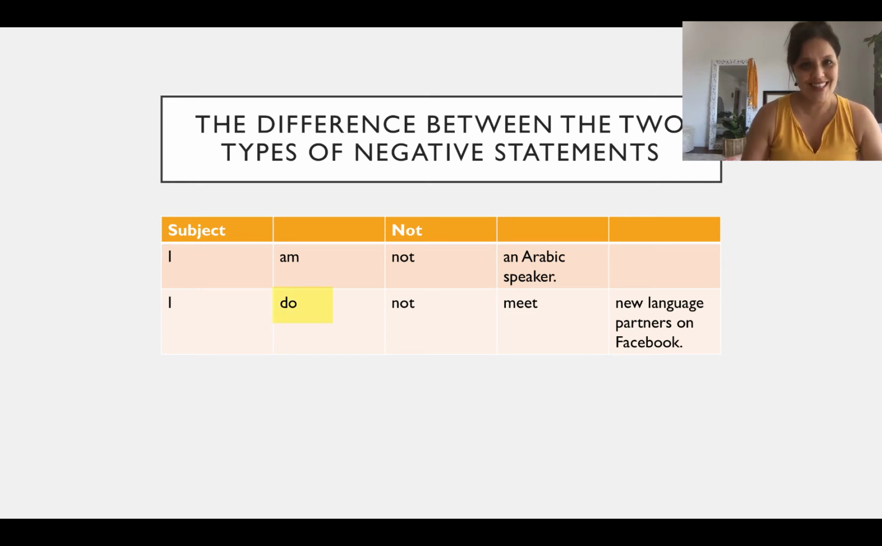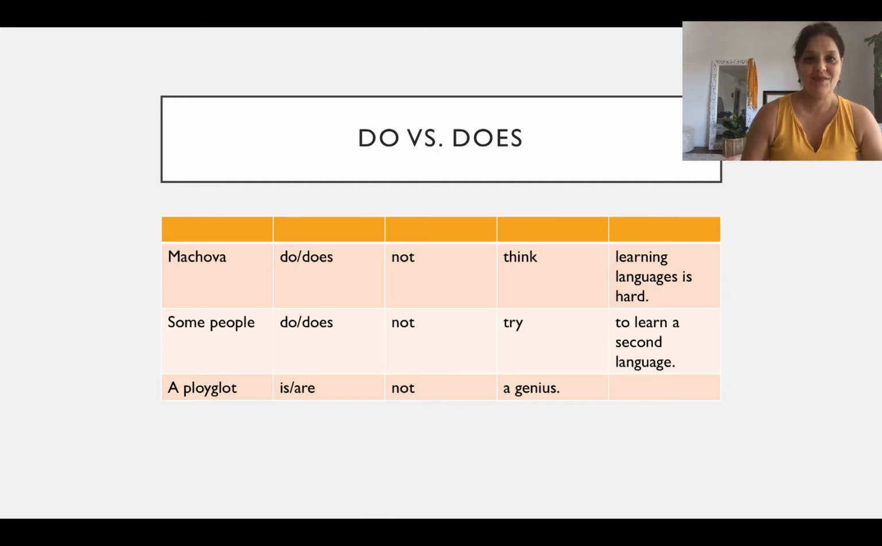That first sentence is using the main verb be. So when the main verb is be, we do not have do support. In the second sentence, the main verb is the verb to meet. So we need the do support. Do versus does. So we talked about how he, she, or it, third person singular, needs the form does.